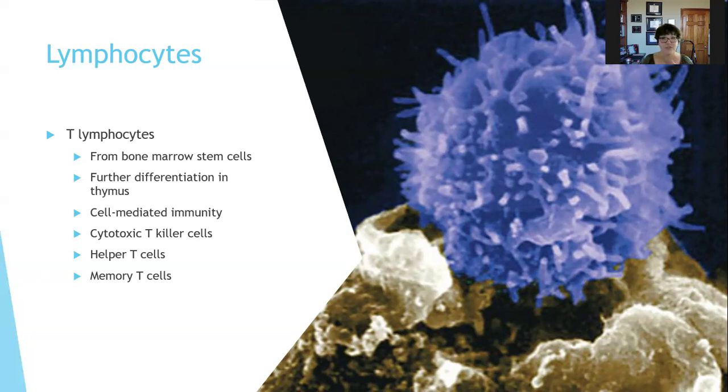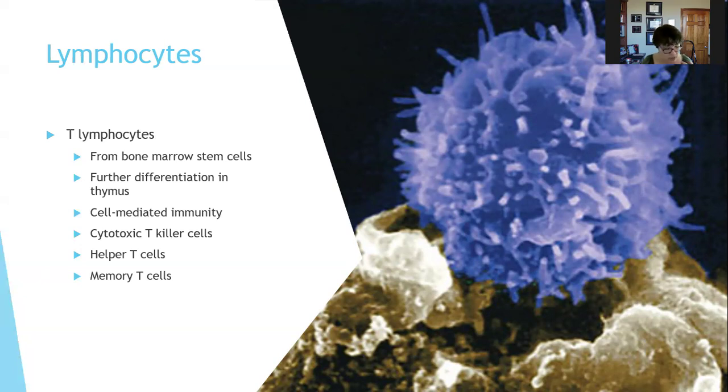T lymphocytes are responsible for cellular immunity. There are a lot of different kinds of them, but they are born in the bone marrow, they migrate to the thymus, and they mature in the thymus, or they're further differentiated in the thymus. So they're from bone marrow stem cells, just like all the other leukocytes. And they participate in cell-mediated immunity. There are different types of T cells.